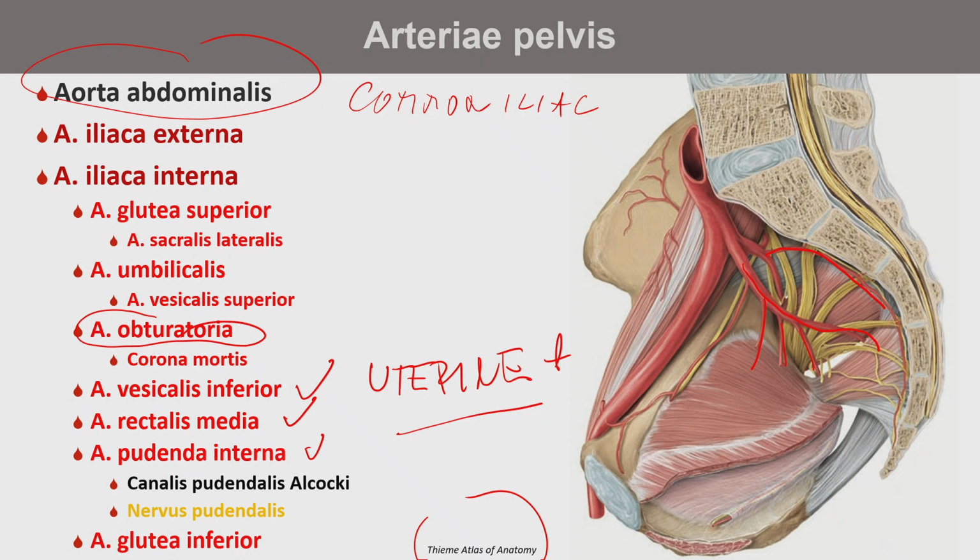Important is that the middle rectal artery supplies the middle part of the rectum, and then another important artery is seen here. This is the artery called pudenda interna. This pudenda interna goes into the channel called canalis pudendalis, Alcock's canal, again accompanied by a nerve. The nerve is called the nervus pudendalis. This artery and nerve supply the perineal region and also the region of the lower rectum and anal region, including the muscles called sphincters. So very, very important.